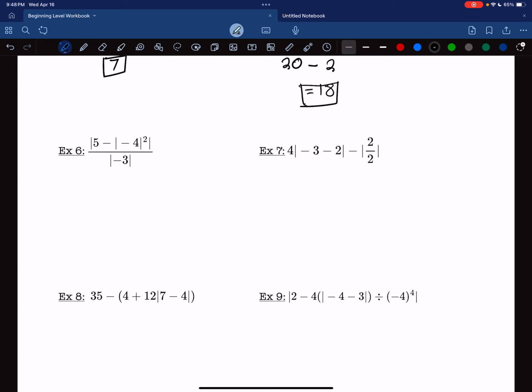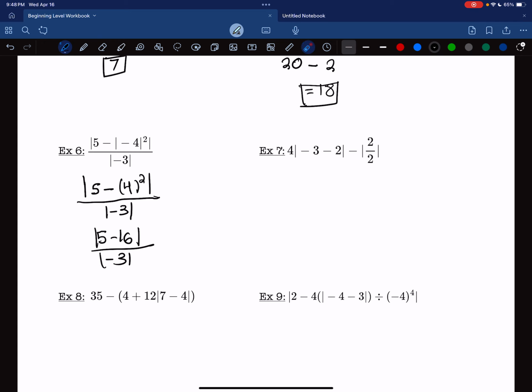So when we do that, we're going to get the absolute value of 5 minus the absolute value of negative 4, which is just 4. So we get 5 minus 4 squared. And then we're going to close those absolute value bars. And then we're going to have the absolute value of negative 3 in the denominator. And now from here, let's simplify our numerator. So we're going to get 5 minus 16 over the absolute value of negative 3.